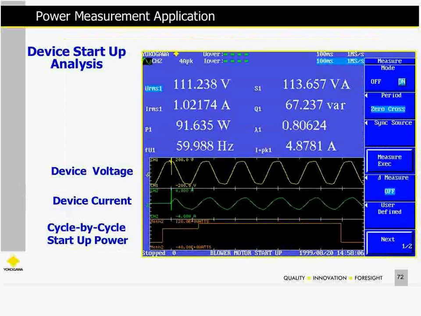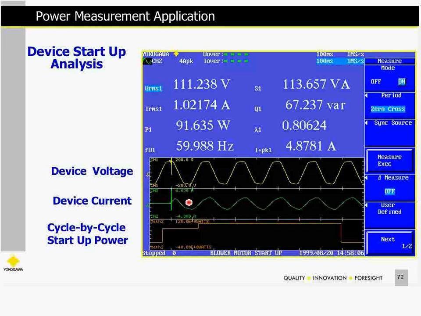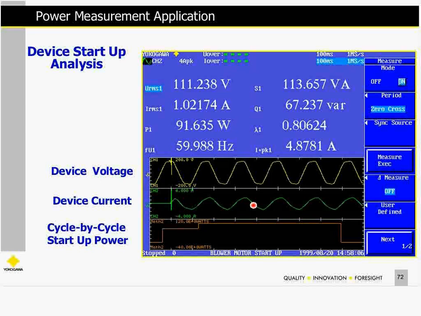Startup analysis: what happens when we start up a device? We turn it on. Here's an example of a device. The voltage is always on. We turn the power switch off or on, and current starts flowing. Boom, we get a spike here, and we can see what happens with our unit starting up.